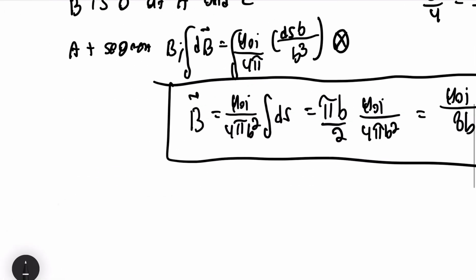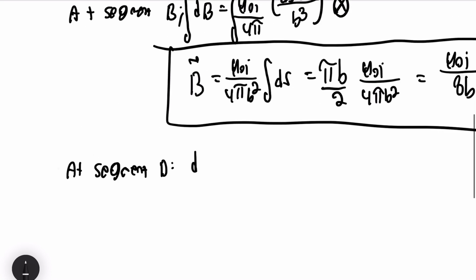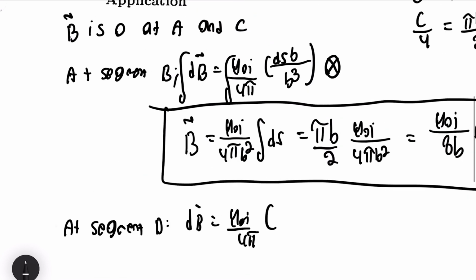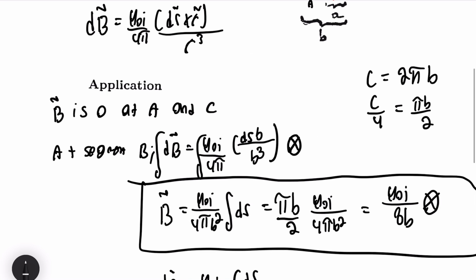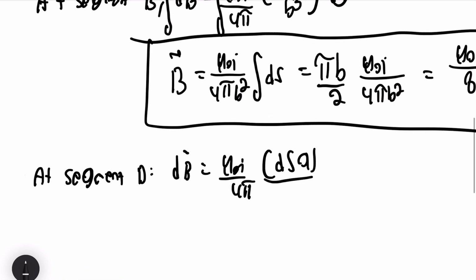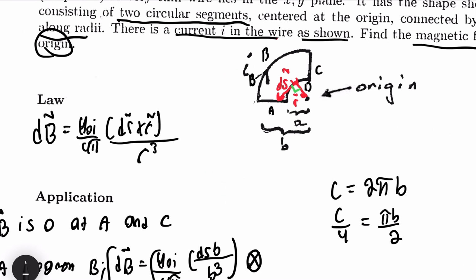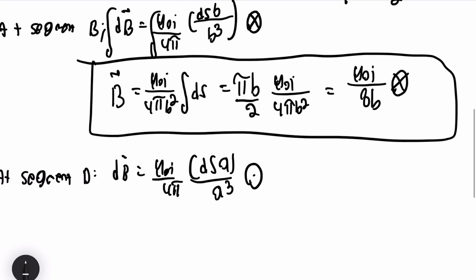So for segment a, what did I call it? Segment D, I get dB is equal to mu naught I over 4 pi, and then I have ds, which is just ds, and then r, the r for this little arc is little a, so a divided by a cubed. And then if I do the cross product now, if I put my palm on ds and I curl my fingers towards r, I get that my thumb is pointing out of the page. So this one is going to be out of the page.